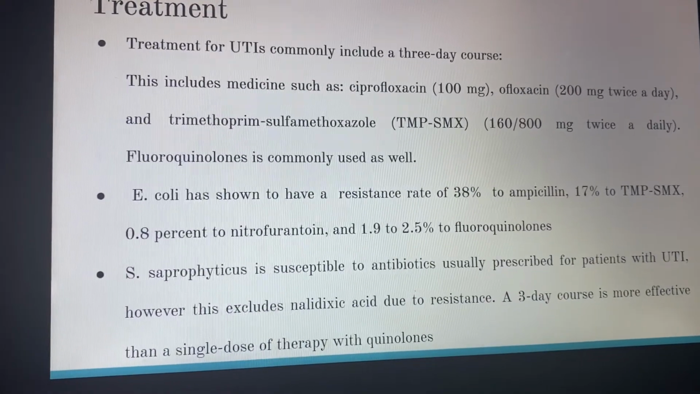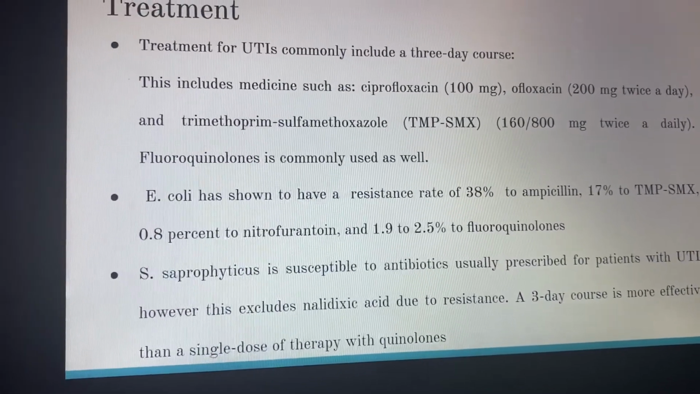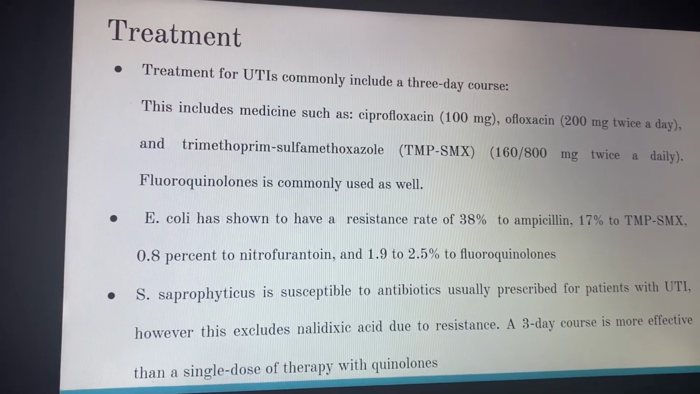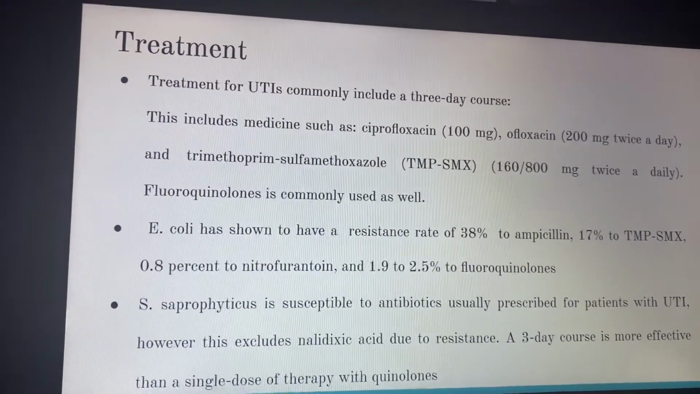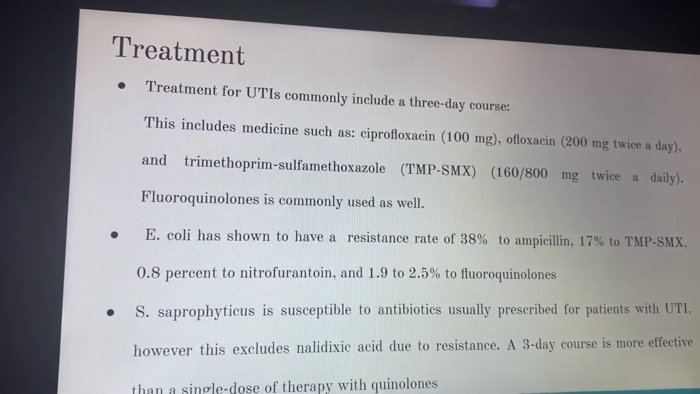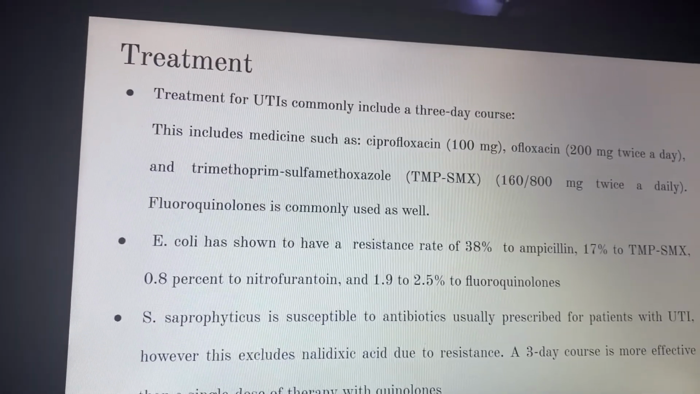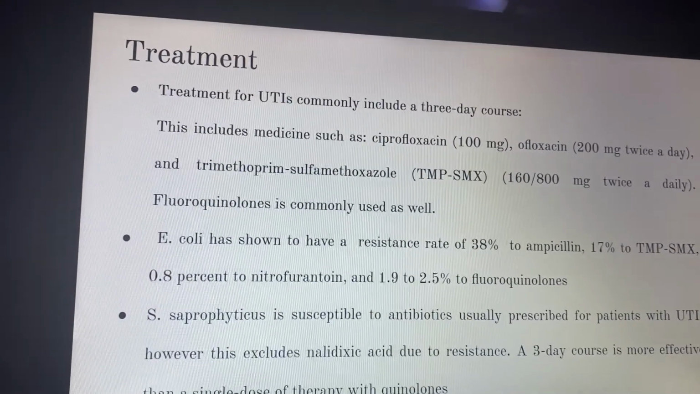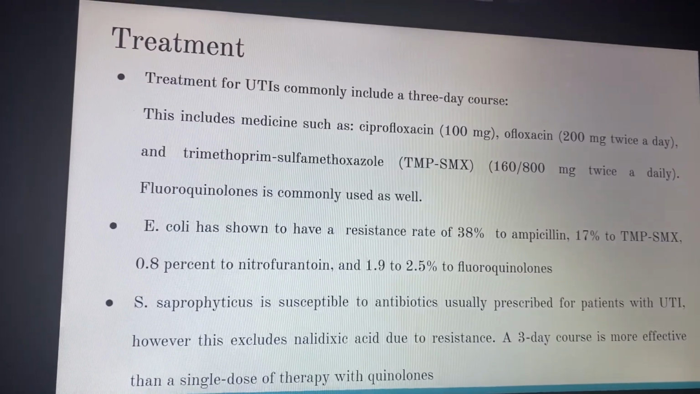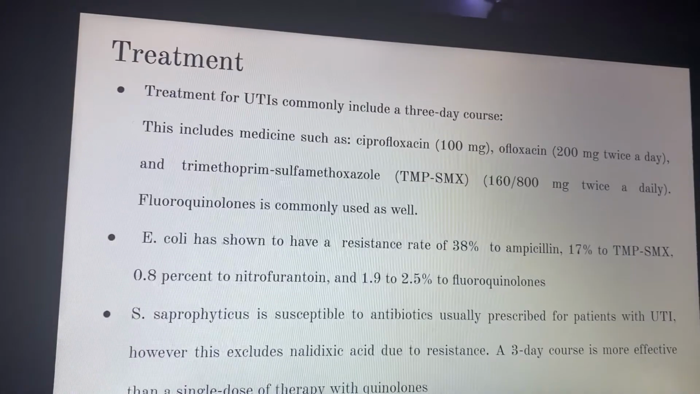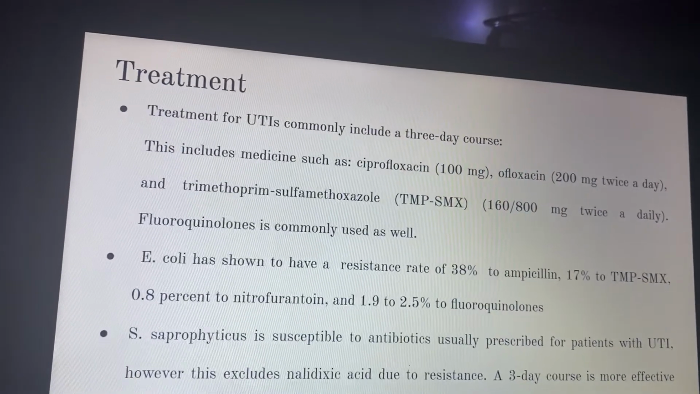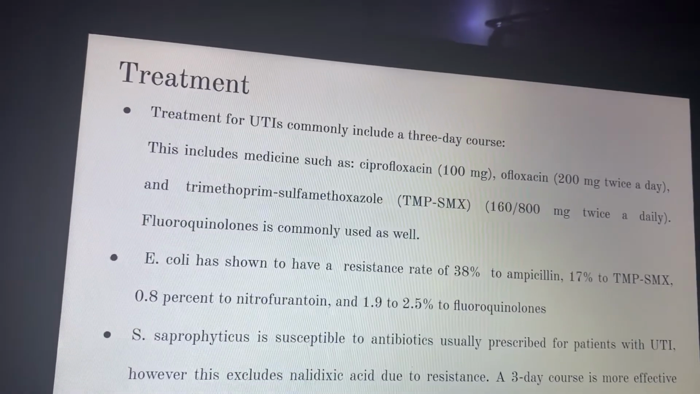So for treatment now, treatment for UTIs is commonly over the course of 3 days. Now, this can include medicine like ciprofloxacin, 100 milligrams, ofloxacin, 200 milligrams, about twice daily, and trimethoprim-sulfamethoxazole. Goodness. And that's also taken twice daily. Now, fluoroquinolones are also commonly used to treat UTIs, more specifically caused by E. coli. Now, E. coli has actually shown a resistance rate of 38% to ampicillin, 17% to TMP-SMX, and 0.8% to nitrofurantoin, and about 1.9 to 2.5% to fluoroquinolones.